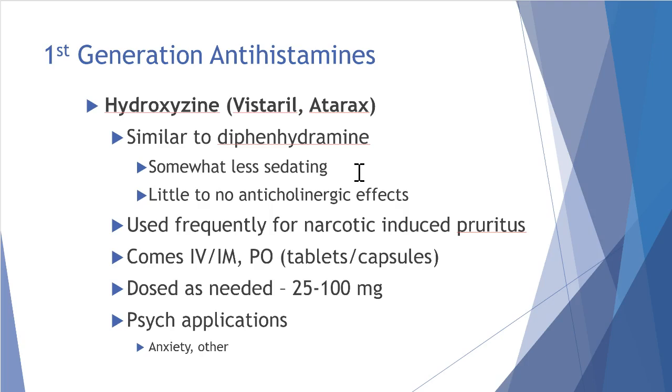So if you prescribe somebody oxycodone or morphine or whatever opioid, a lot of times people get opioid-induced itching. It's just part of the mechanism of the way opioids work. They can release histamine, and so this can help prevent that. So it's a really common use for that. It also has a lot of psychiatric applications. They use it a lot for anxiety and other odd things like that, which I'm not going to get into right now. It's a little complicated, but we'll talk about that more when we talk about psych meds.